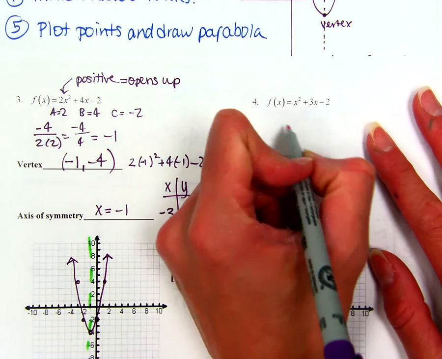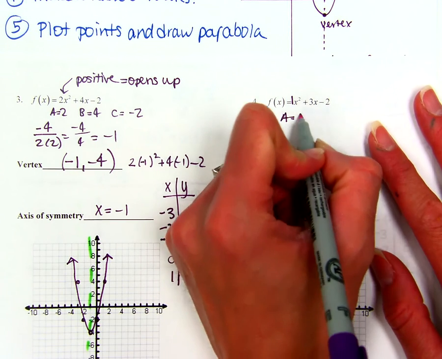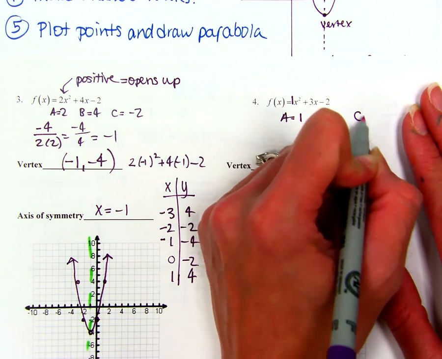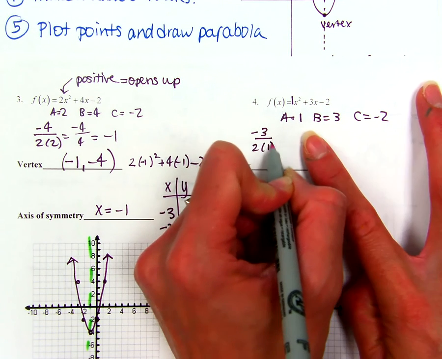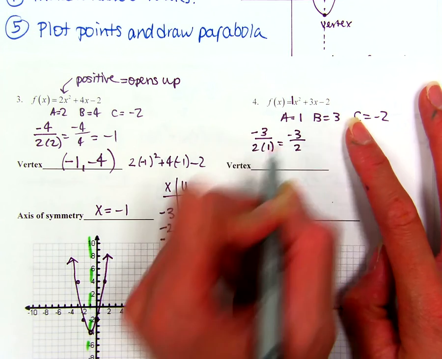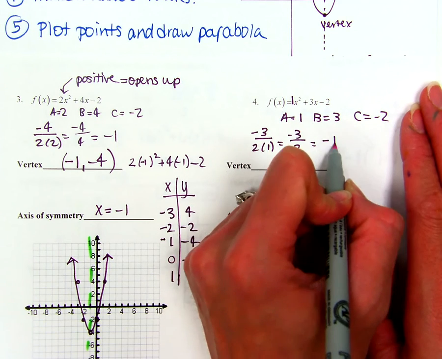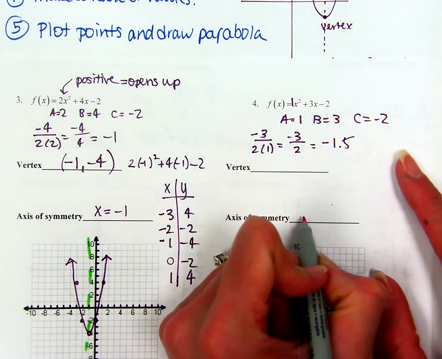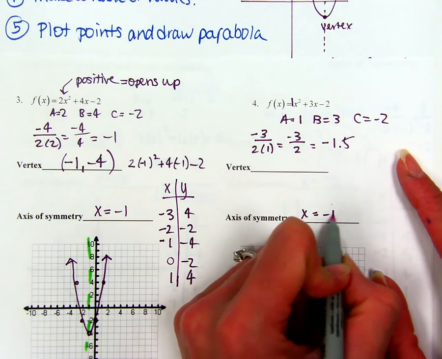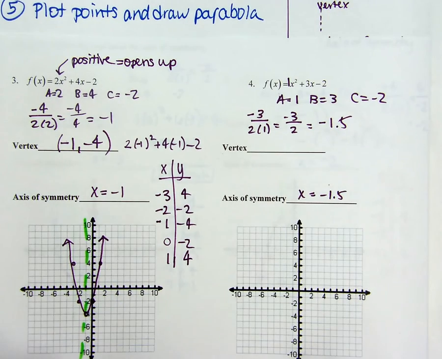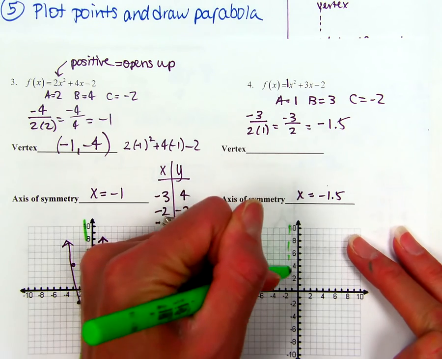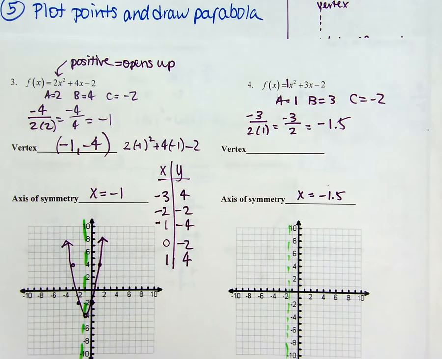So I'm going to identify A, B, and C. There's no number in front, so that's a 1. B is 3, and C is negative 2. If I do opposite of B over 2A, I get negative 3 over 2. So that's negative 1.5. All right, so my axis of symmetry is x equals negative 1.5, which is a vertical line in between negative 1 and negative 2.